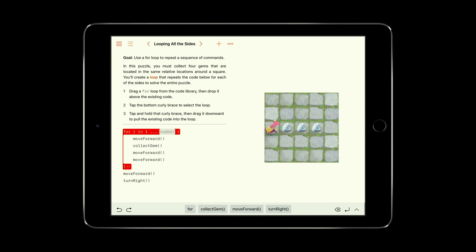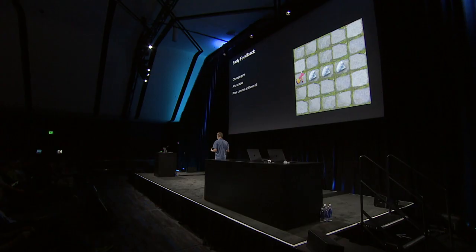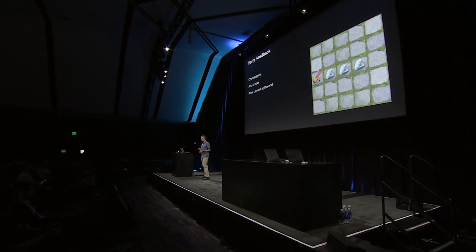But through this prototyping process, we started to get some early feedback. Some of those comments were about the graphics. It was requests like, could we change the gem color? Could we add a border around the scene? Or could we pivot the camera at the end to give a little bit of visual interest? While this is good feedback, it really is very iterative. And when you're prototyping, you shouldn't be afraid to throw the whole thing away.